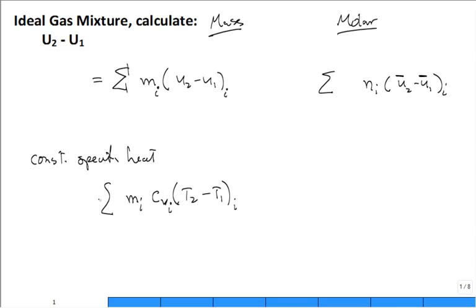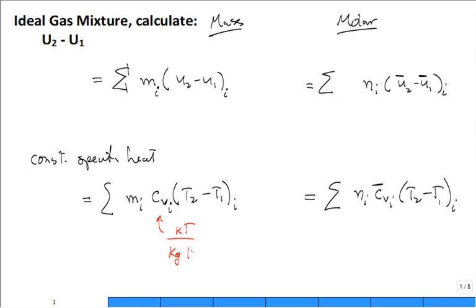How about over here? Do we have an equivalent equation for the molar? Do I have N sub I, C sub V sub I, T2 minus T1I? The only thing I need to do is put a bar on that CV. Does it make sense to have a bar on top of the CV? Sure, it does. And so this specific heat, just look at the units, kilojoules per kilogram Kelvin. The units on this CV bar are kilojoules per kilomole Kelvin.